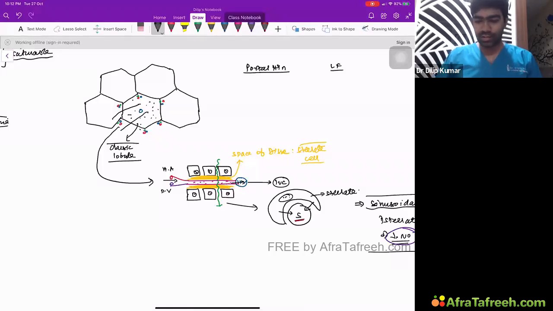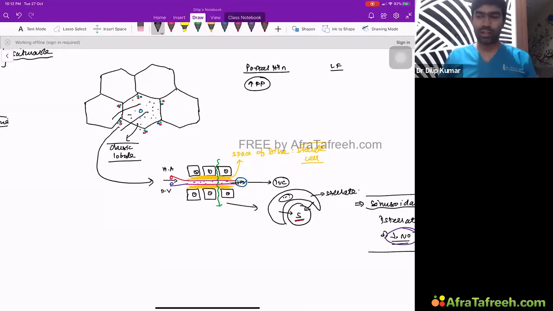Portal hypertension typically happens due to increased portal pressure. That can be due to sinusoidal hypertension or maybe due to pre-sinusoidal or post-sinusoidal causes. You have different causes which we'll be discussing in some time. But nevertheless, increased portal pressure is the reason for developing variceal bleed, which I'll tell you in a detailed way in some time.